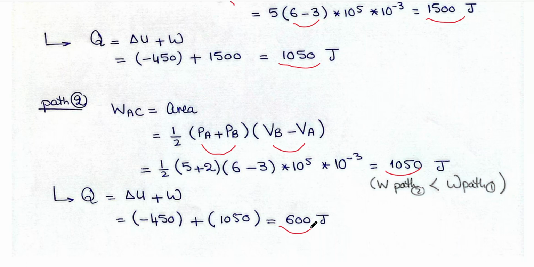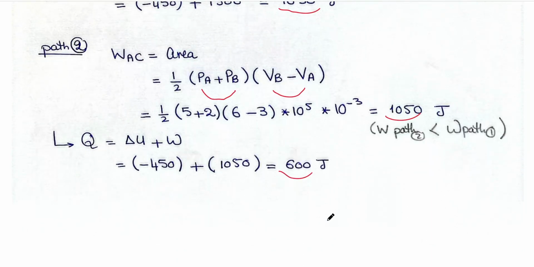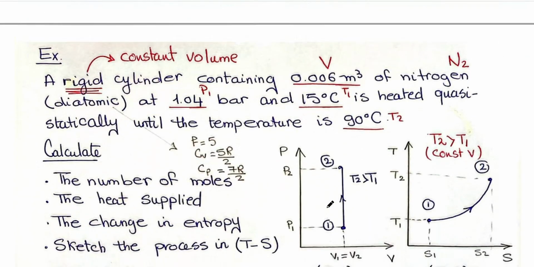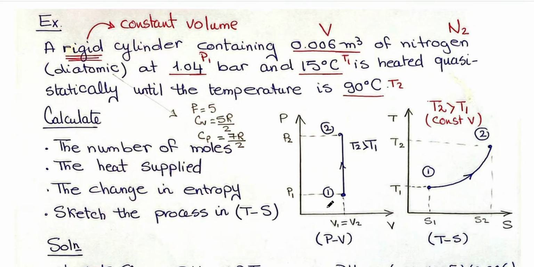Another example. Let's discuss the next example. It is constant volume. Let's read it together. This example states a rigid cylinder. When the word rigid is stated in the example, this means that the cylinder is of constant volume. It doesn't change its volume during the process. So mentioning a rigid cylinder means we have a constant volume process.